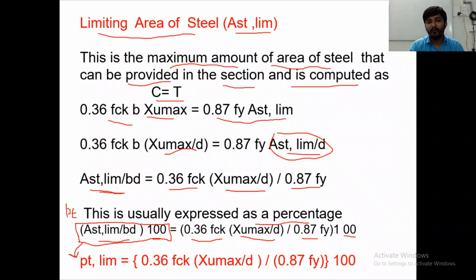You need to remember these equations as far as possible, because in the exams it can be asked to find out the limiting percentage steel for M20 grade concrete and Fe415 grade steel. This limiting percentage of steel is independent of dimensions. If you do not know the dimensions of your section, you can still find out the limiting percentage of steel, that is the maximum pt that we can provide. This pt value is purely dependent on grade of concrete and grade of steel.